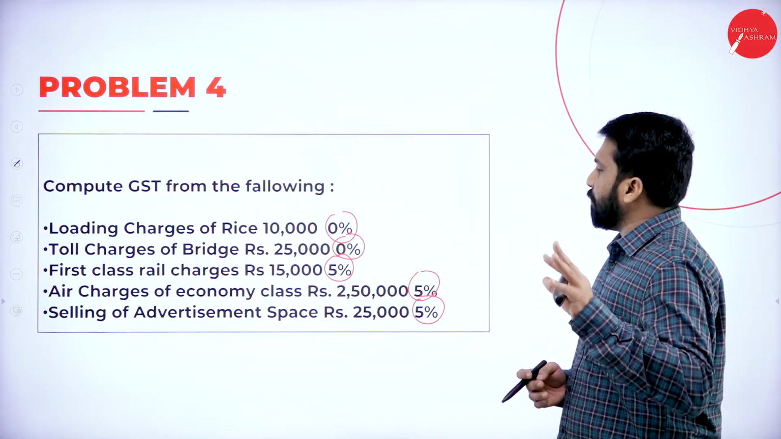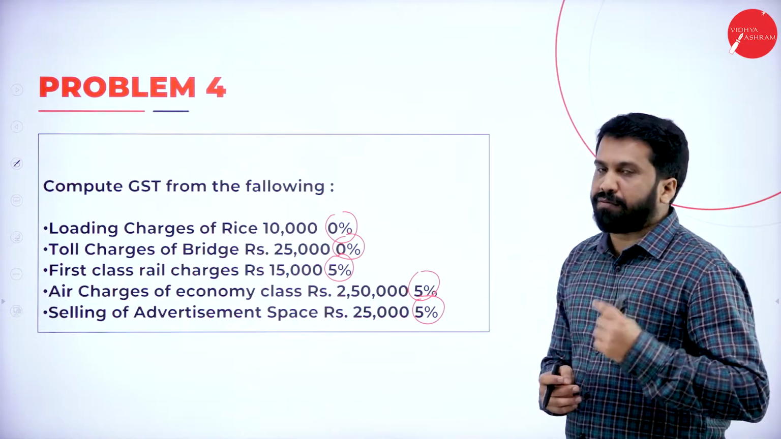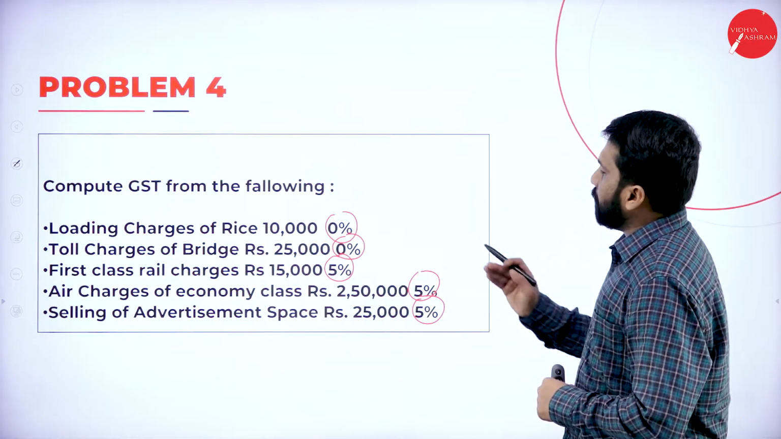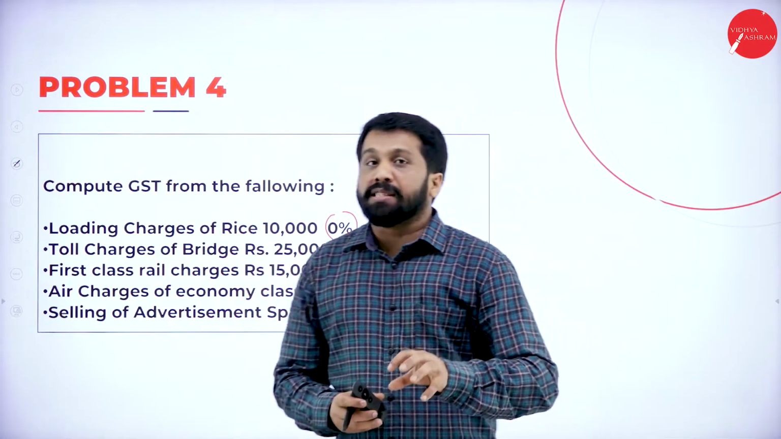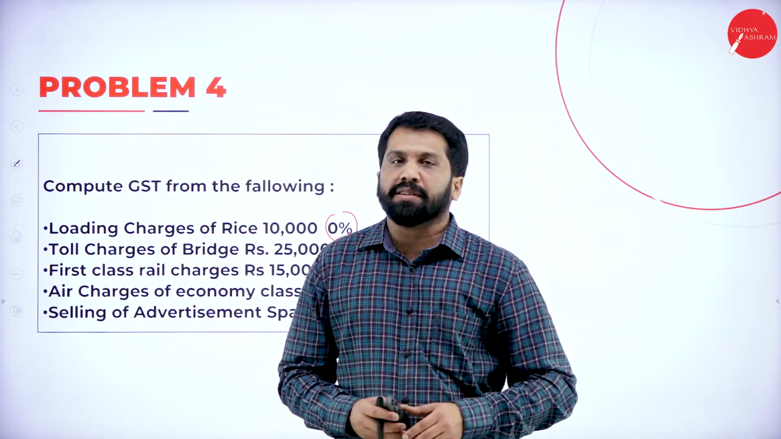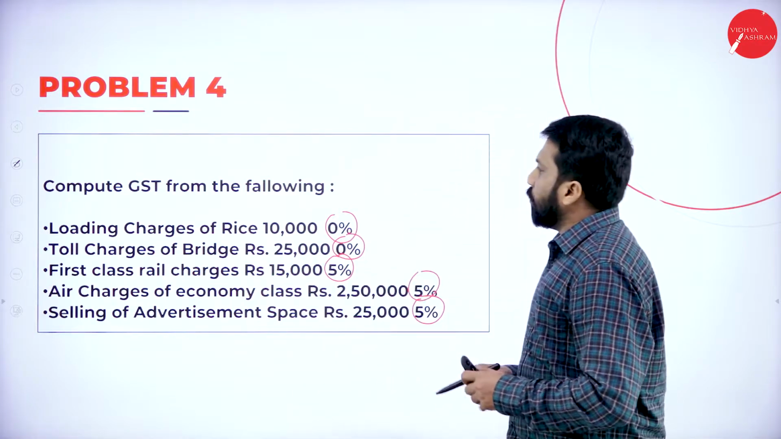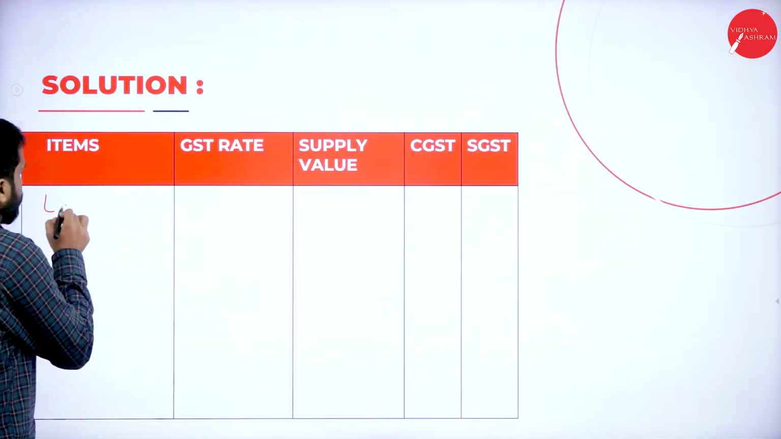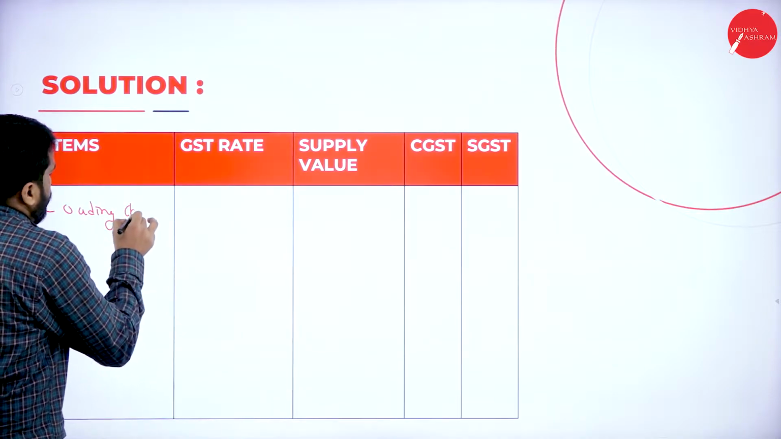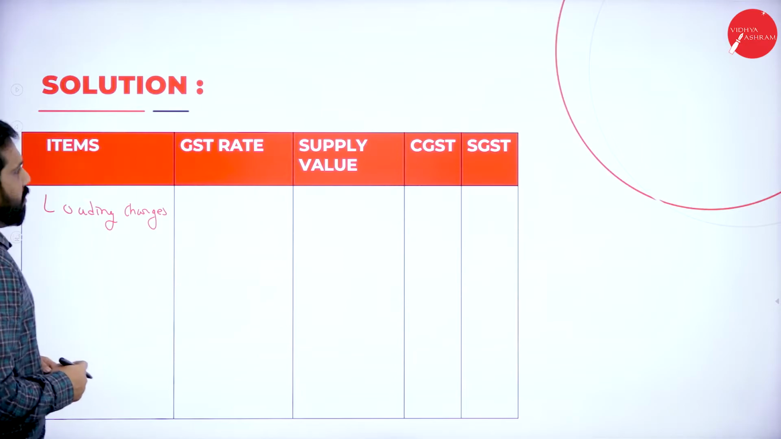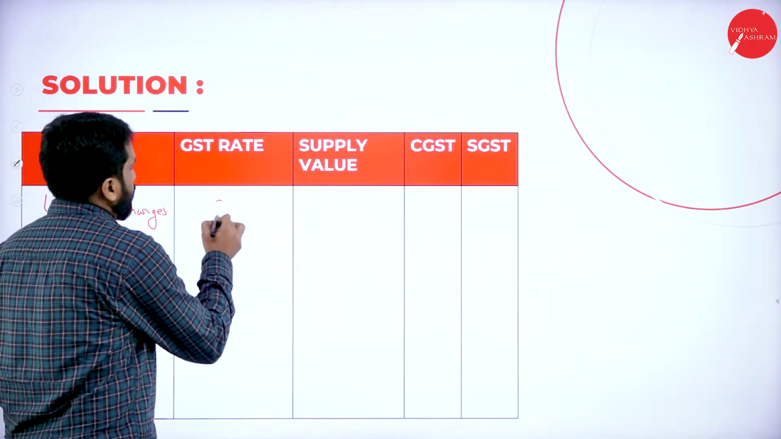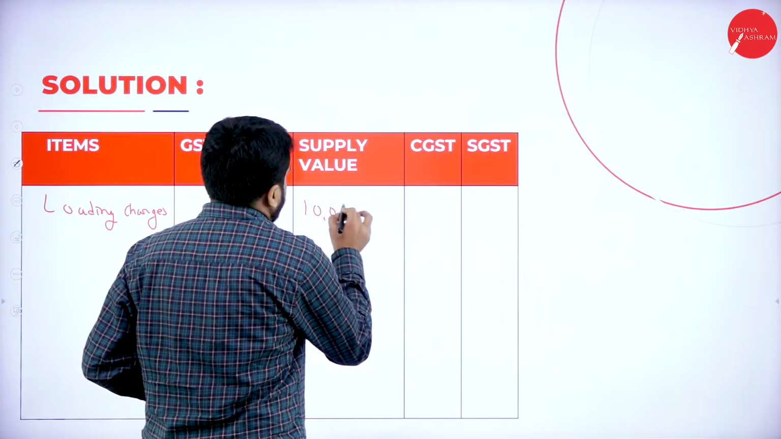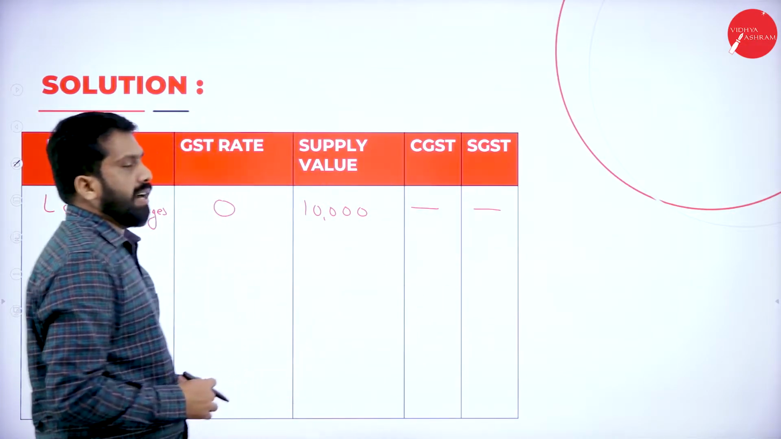First class rail, it is 5%. Air charges economy, it is 5%. Selling of advertisement space also 5%. Now, these are the percentages in your examination. Sometimes they will give you the percentage, or else you are supposed to remember the percentage. Now, we'll go for the first one, loading charges of rice. What is the rate of GST? It is 0%. What is the supply value? It is 10,000. Your CGST and SGST are nil.